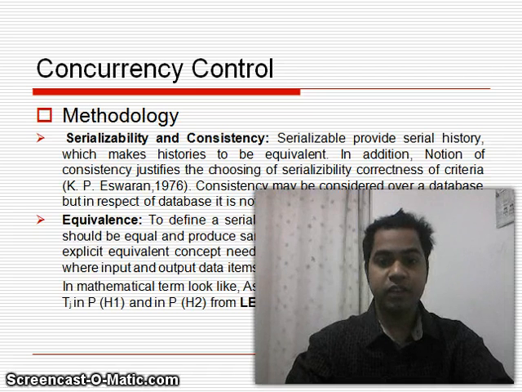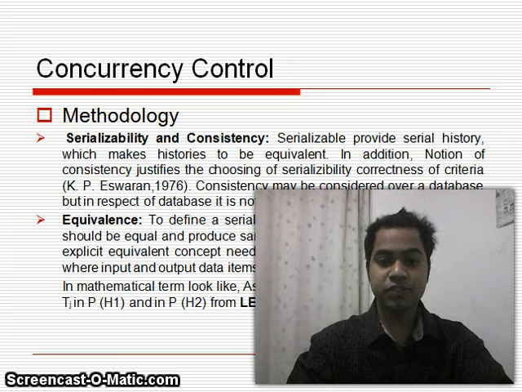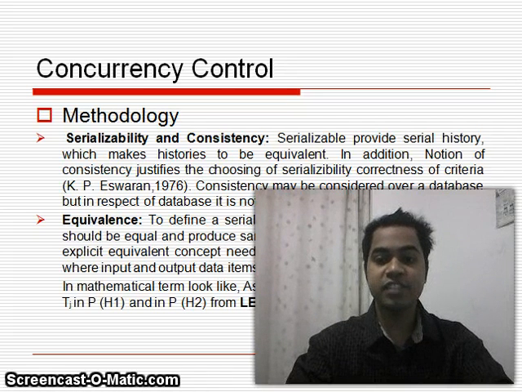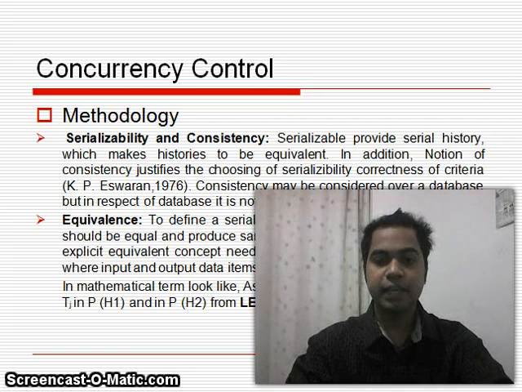as a correctness criterion. Consistency may be considered over a database, but with respect to the database, it is not clear whether it is consistent or not. Equivalence. To define a serializable history, two equivalent histories should be equal and produce the same final state for each transaction. In mathematical terms, it looks like this figure, like H1 equals H2.